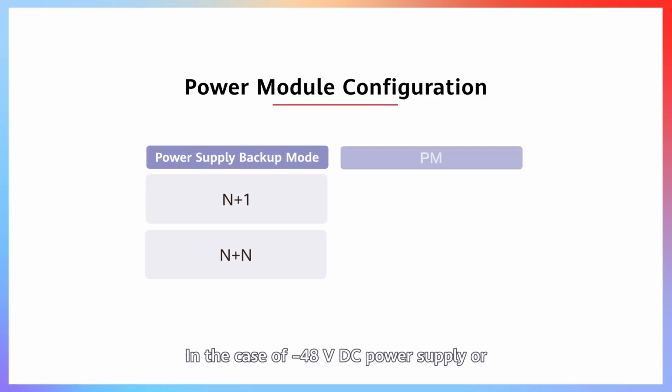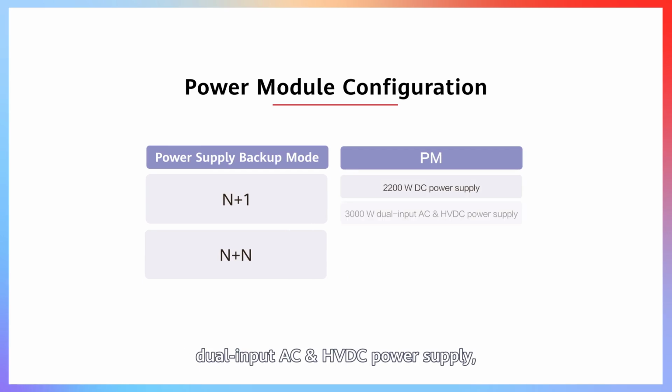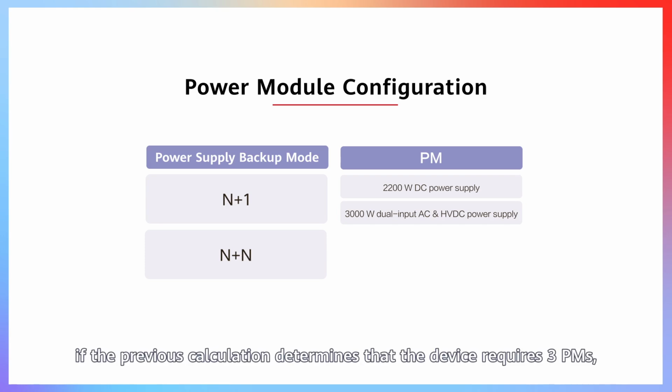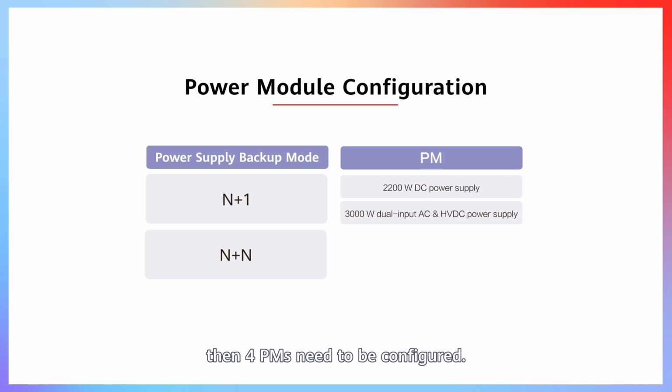In the case of -48-volt DC power supply or dual input AC and HVDC power supply, PMs support N+1 backup. The +1 represents the number of backup PMs. For example, if the previous calculation determines that the device requires 3 PMs, then 4 PMs need to be configured. If one working PM fails, the backup PM provides power supply to ensure the normal operation of the device.